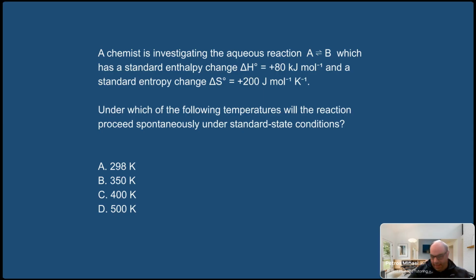So we've got a chemist investigating an aqueous solution. So A goes to B and back, we're in equilibrium. It has a standard enthalpy change, and they give us a value: delta H is equal to 80 kilojoules per mole, and a standard entropy change where delta S is equal to 200 joules per mole per Kelvin. So we've got our standard numbers here, right? This is what we've been given. And the question they're asking us: under which of the following temperatures will the reaction proceed spontaneously under standard state conditions? So here's my first question to you.